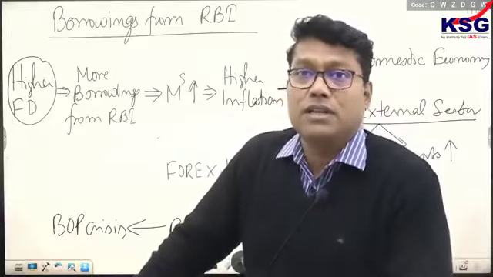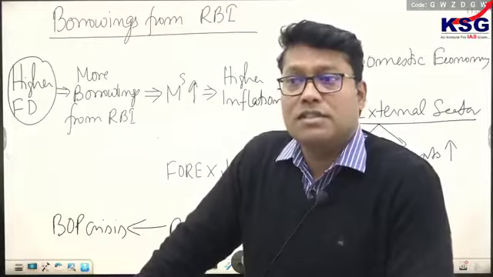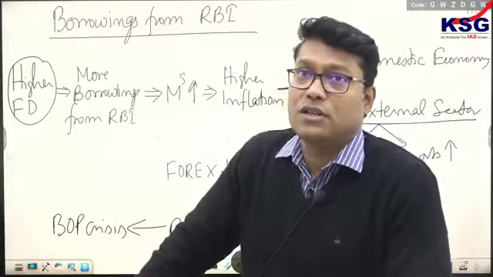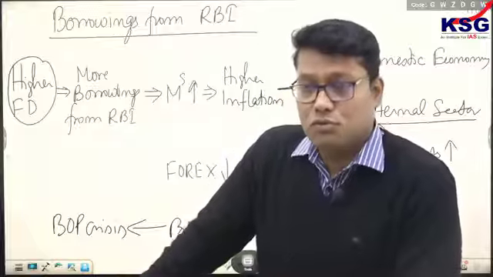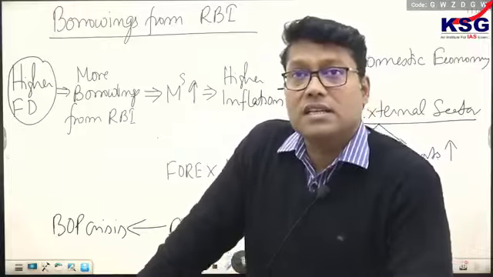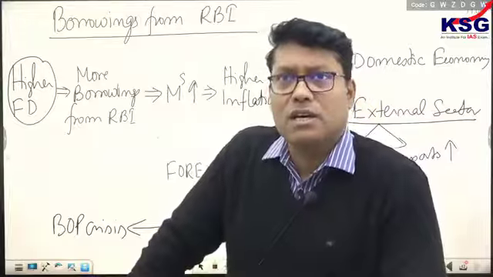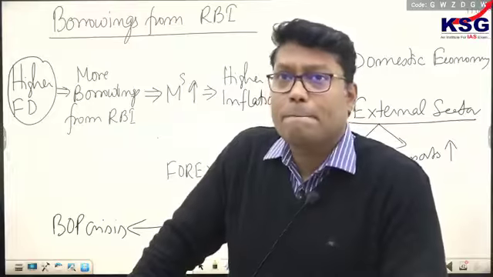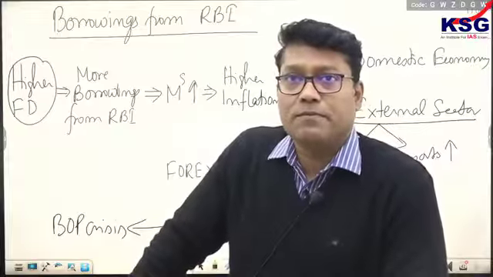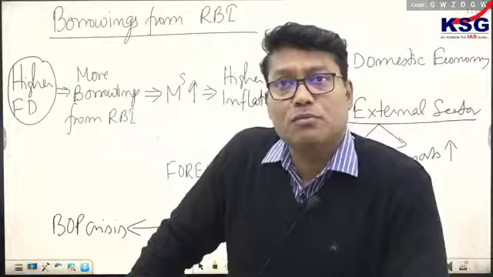Second question, then we are coming after that. How can you fund it? What are the ways to fund? I have discussed with you that there are two ways for government to fund their deficit. One is the borrowings from the RBI, and second is the borrowings from the market. Yesterday we discussed what is the impact of borrowing from the market.